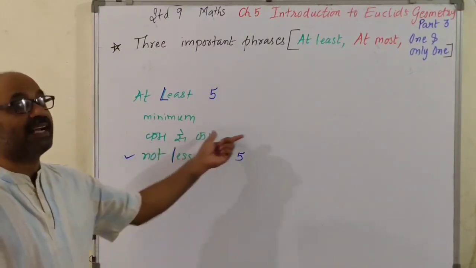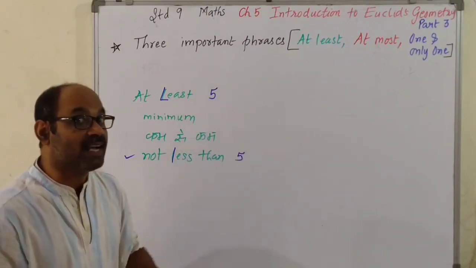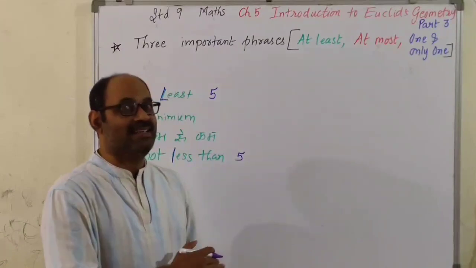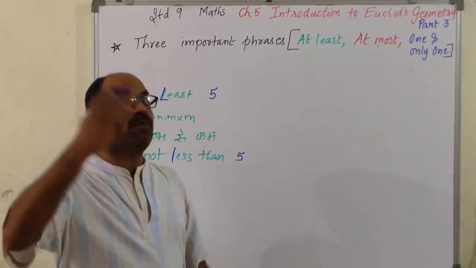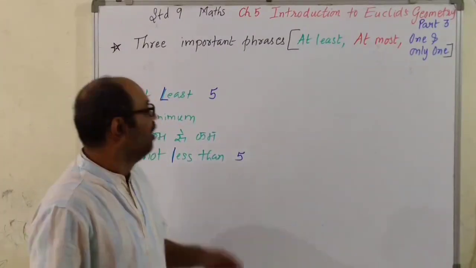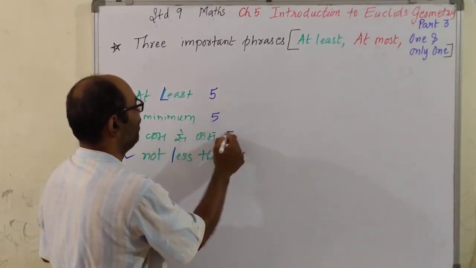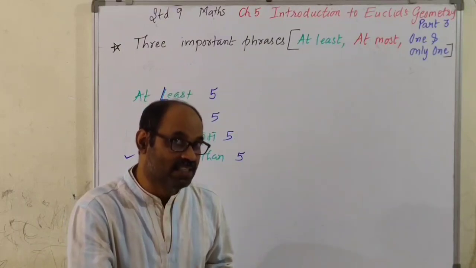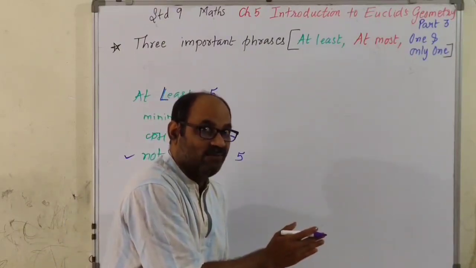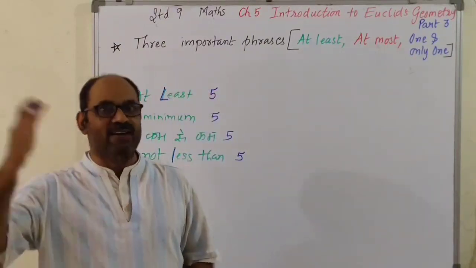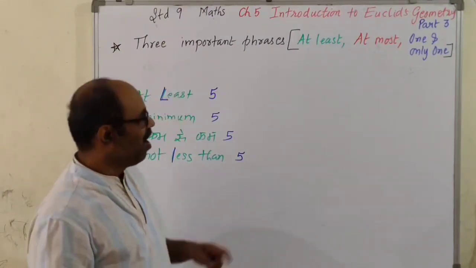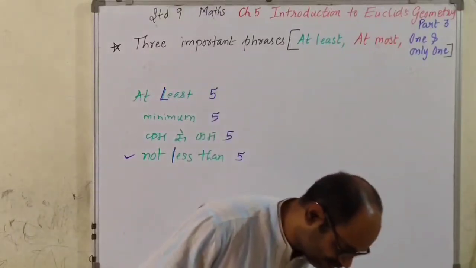Or you can say kam se kam 5. Kam se kam 5 matlab उससे कम नहीं, वो अथवा उससे ज्यादा. Minimum 5. Minimum 5 means what? Minimum is 5. You can't have less than 5. Yes, you can have 5 or more than 5. I hope it is very clear to you. Alright, we move to the next phrase.